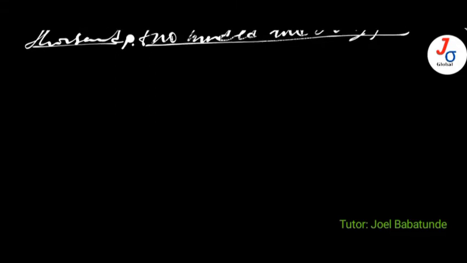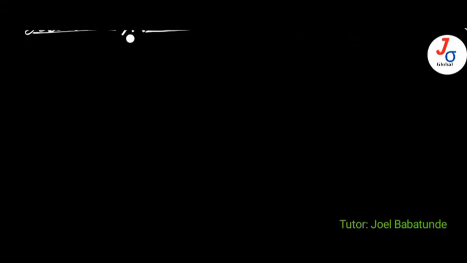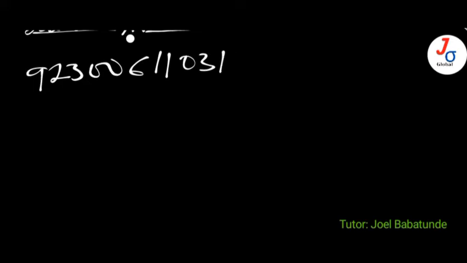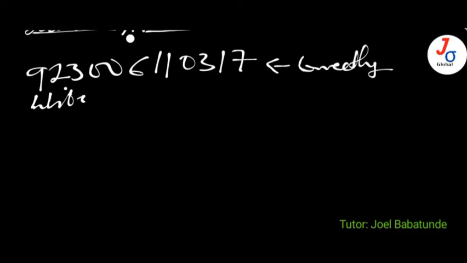So let's see, 923006110317. Let me write that properly. So we have to write this correctly, and then we have to write it in words too. So how do you write this correctly? Like the previous example that we did, you have to write it from the back. That's the best way to do that.